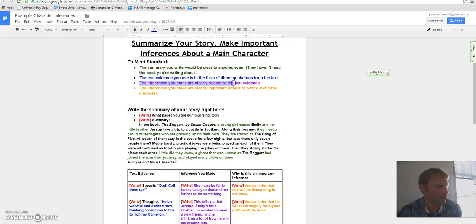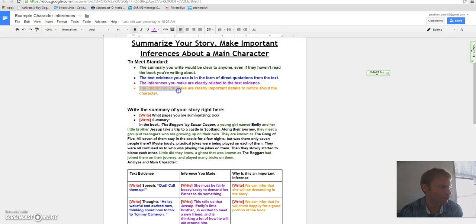The inference you make are clearly related to the text evidence. That means when I read this, and then I read the inference you made, it's really clear why the two relate to each other. And it says, she must be fairly bossy or sassy to demand her father to do something. Okay, cool, that makes sense.